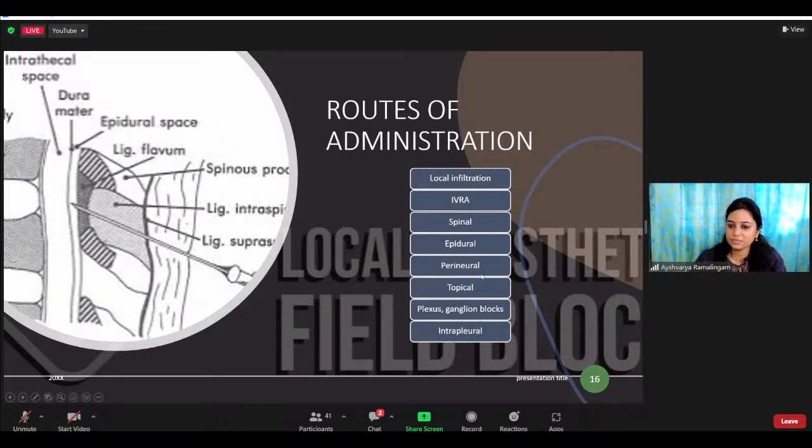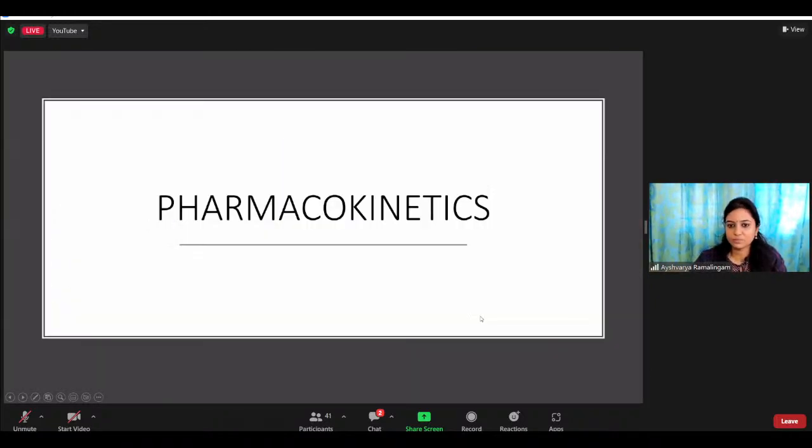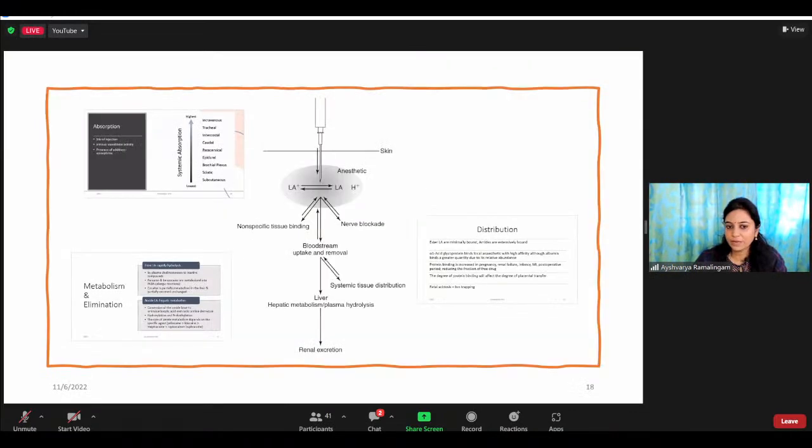The routes of administration, we know we use it for local infiltration, IVRA or Bier block, spinal anesthesia, epidural anesthesia, perineural for all these plexus blocks, topical, ganglion blocks, and intrapleural. Coming to the pharmacokinetics of the drug, when you inject a drug, essentially it exists in an equilibrium between the ionized and the unionized form, and it is taken out by the body.